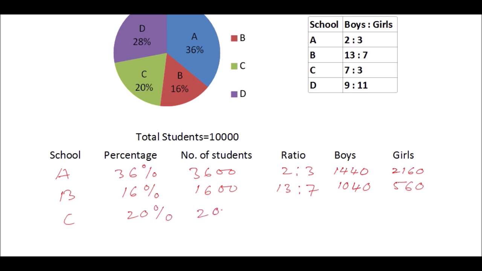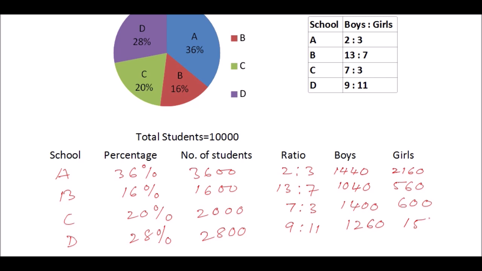And school C, as in the pie chart, is given as 20%, and the total number of students is 2,000. The ratio is given as 7:3. Therefore, the boy students are 1,400 and the girl students are 600. And in D, the students are 28%. Therefore, total students is 2,800, and the ratio of the boys and the girls is 9:11. Therefore, 1,260 are the boys and 1,540 are the girls.